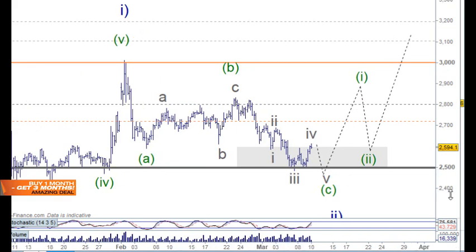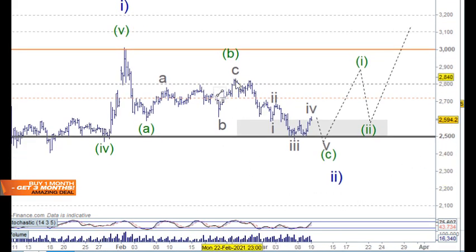So with wave C here so far, it's a little bit tricky, but we've got 1 and 2 and 3 and 4 and 5 for 1 here and 2 here and 3 here. So that means that we need to look at wave 4 here as an A and a B and a C for wave 4 and down for wave 5.